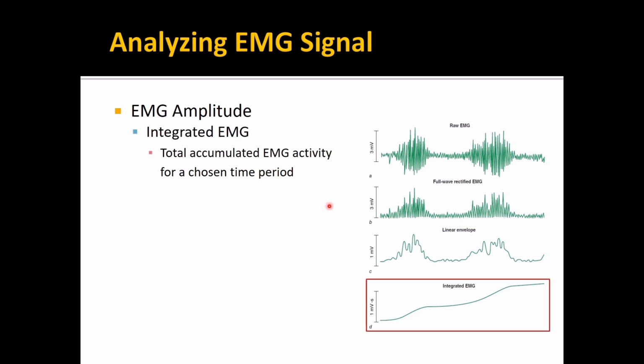Next one is called integrated EMG. So this figure, integrated EMG, which means total accumulated EMG activity for a chosen time period. An integrator is an electric device that sums activity over a period of time so that the total of accumulated EMG activity can be computed for a chosen time period.